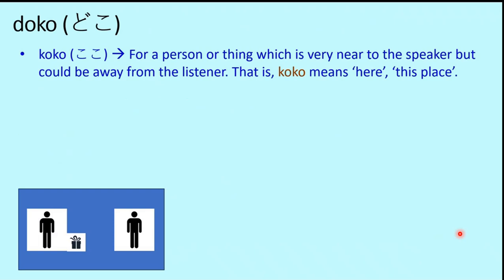So first one is koko, for a person or thing which is very near to the speaker but could be away from the listener. This is koko. So koko means here or this place. So you can see in this diagram, this is the speaker, this is the listener, and this object is near the speaker. So if he has to refer to this object, then he will say koko. The object is here. So this is the koko scenario.